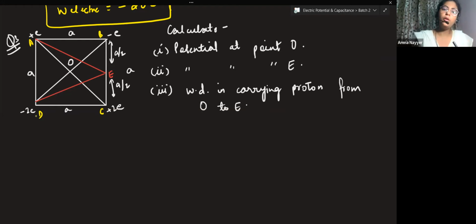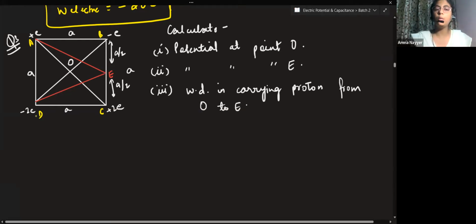Firstly, you have to find out the potential at the center point O. Secondly, you have to find out the potential at this point E. And ultimately, you have to find out what is the work done in carrying a proton from O to E. If you move from O to E, how do you calculate the work done?